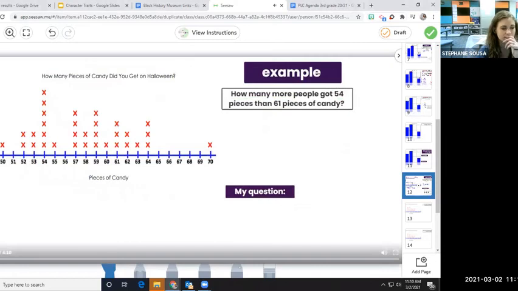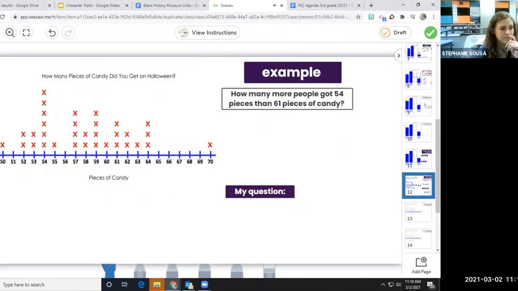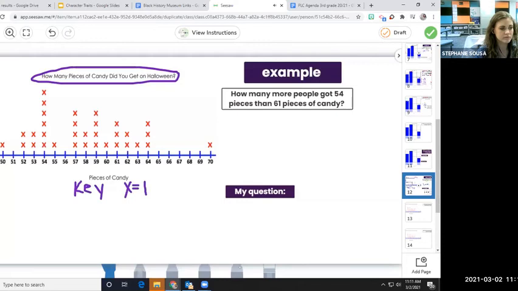This is an example of a line plot graph or a scatter plot. I'm excited about this one because I notice the title is all about candy, and I love me some Halloween candy. I also notice that this does not specifically say a key. When a graph does not give you a key, that means that each symbol is equal to 1. So sometimes in 3rd grade, we might notice that the scale is 1, just like on this example. So each x is equal to 1. We're going to use that information to help us answer this question over to the right.